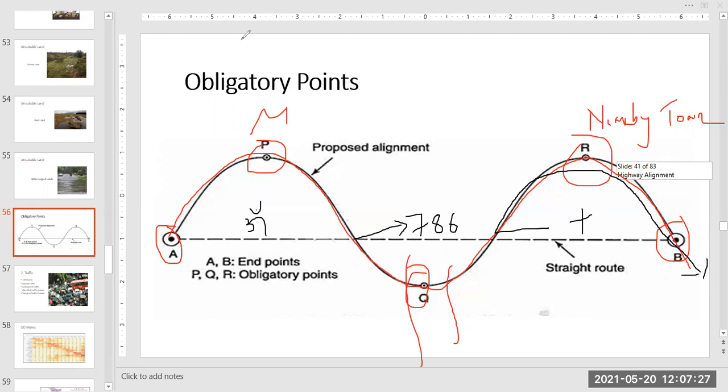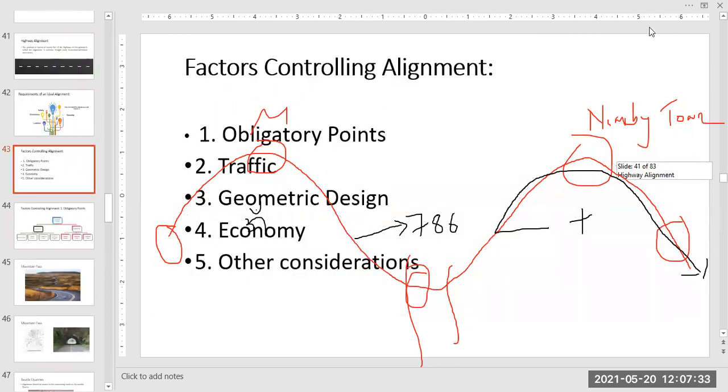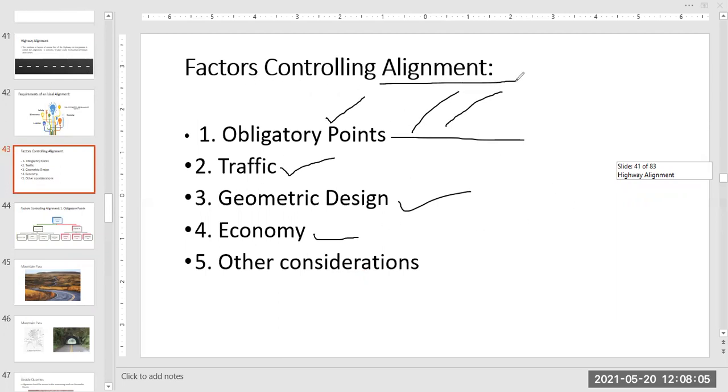So that is the brief description of the factors affecting the highway alignment. So now you understand or not? There are particular reasons where we cannot lay the road straight, where we cannot lay the road comfortably. So the first things are obligatory points. And in the next classes, we shall discuss how traffic is going to affect, how geometric design is going to affect, and how economy is going to affect the alignment.